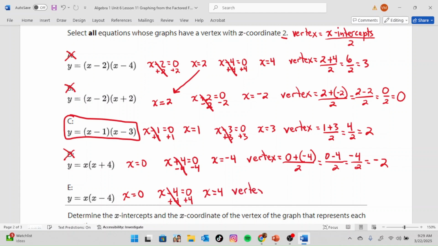So my vertex is 0 plus 4 divided by 2, which is 4 divided by 2, and that gives us a vertex at 2, which is what we were looking for. So E is also a correct answer. So choice C and choice E both have x-coordinate vertexes at 2.